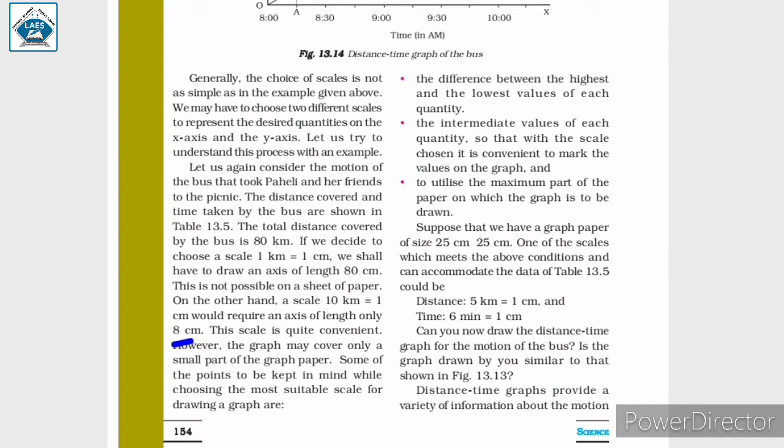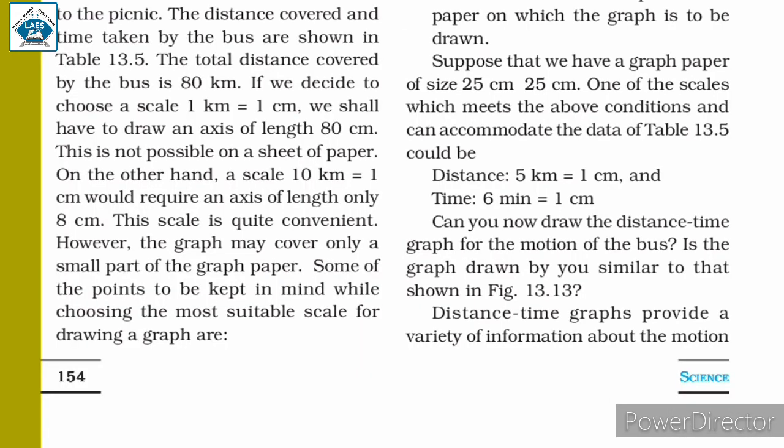जब हम लोग 1 किलोमीटर इज इक्वल टू 1 सेंटीमीटर लेते हैं, उसके कंपैरिजन में 10 किलोमीटर इज इक्वल टू 1 सेंटीमीटर वाला जो स्केल है वो ज़्यादा कन्वीनियंट है. जो ग्राफ है वो सिर्फ एक स्मॉल पार्ट कवर करेगा ग्राफ पेपर का.